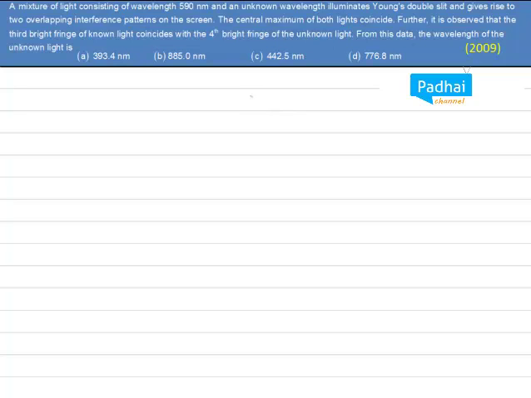Now, what is happening is basically this is the screen, and let us suppose this is the point of central maximum. At a distance y, at the same distance, these two, lambda 1, which is known, is forming the third maxima, and lambda 2 is forming the fourth maxima. So y is the same for both. And we know that y is given by the formula n lambda D by d. Now y is the same.